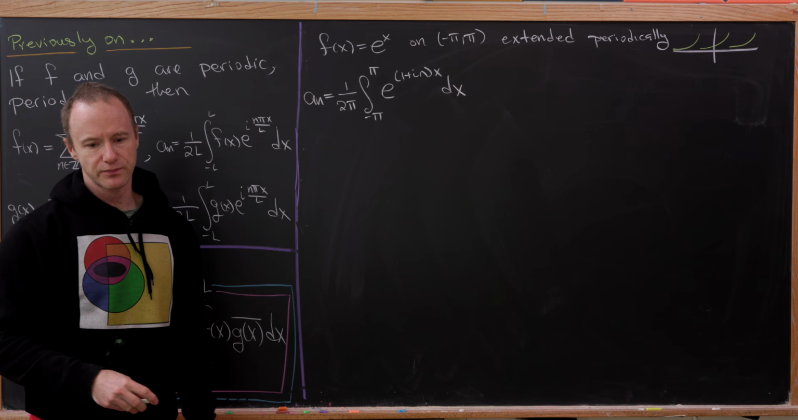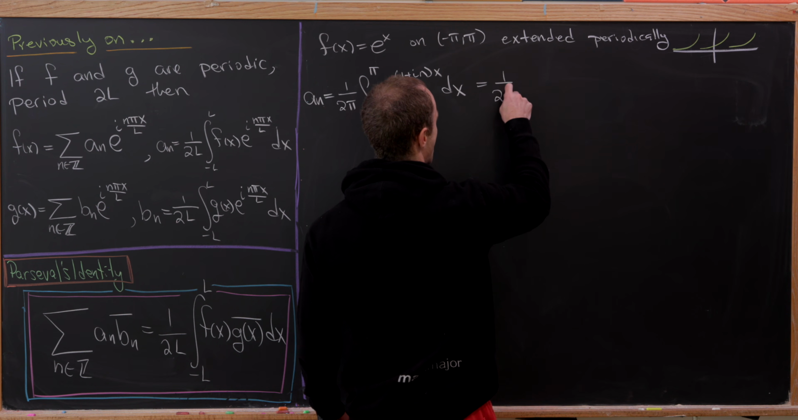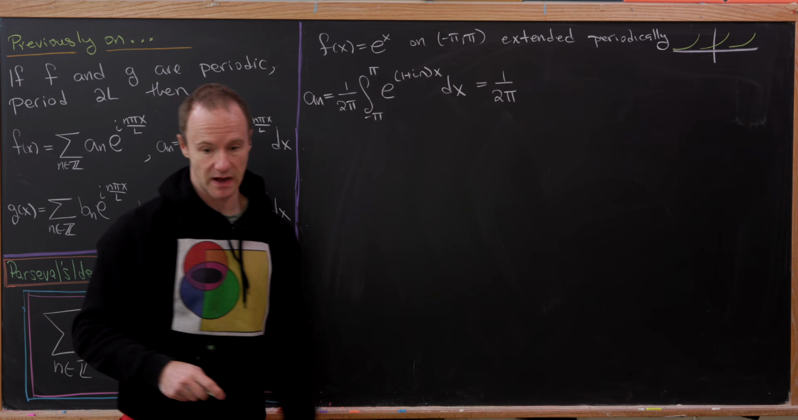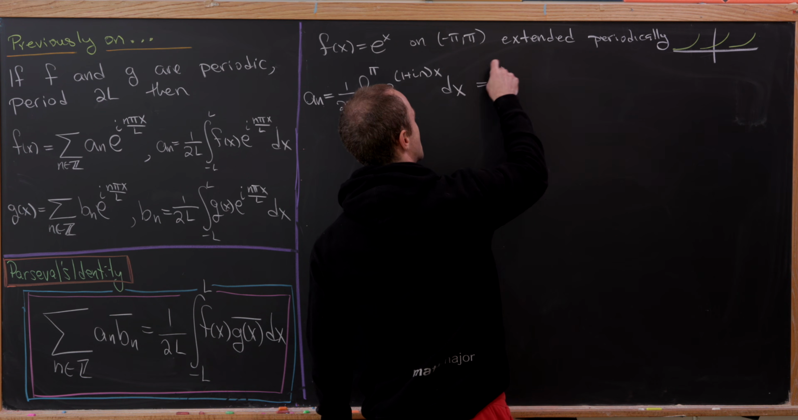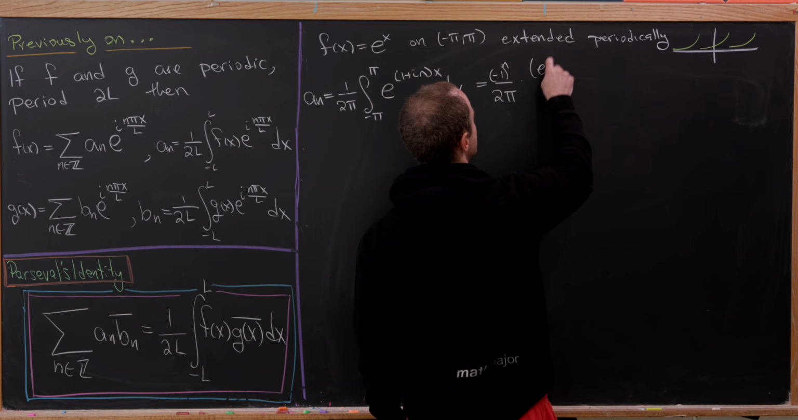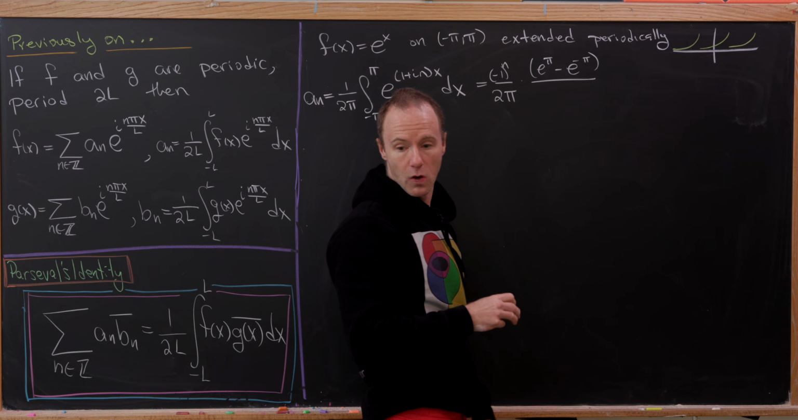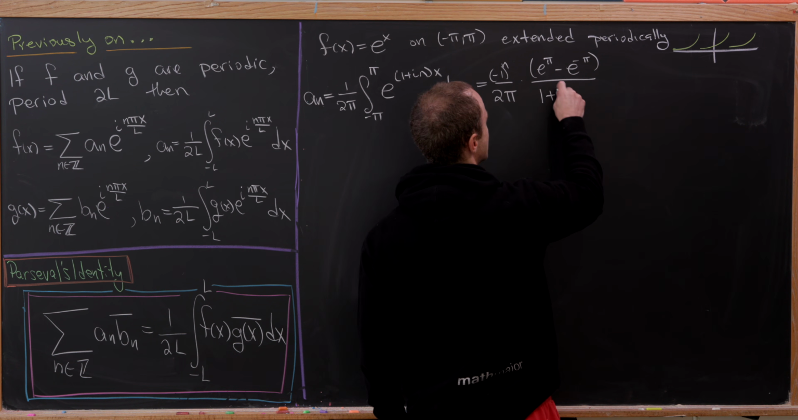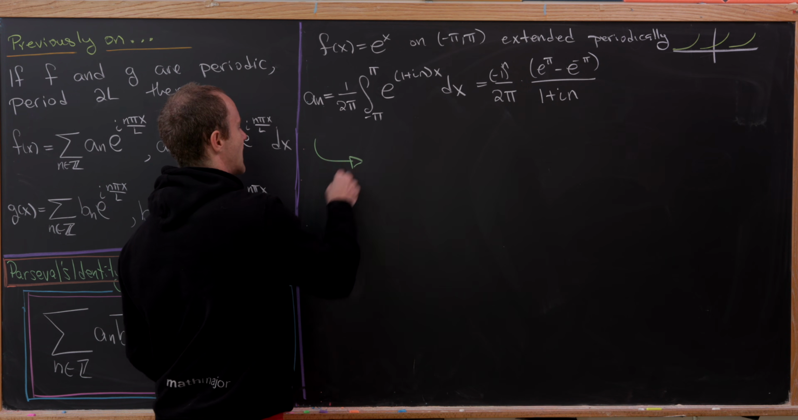And then from there, it's a pretty simple, straightforward calculation to get us to 1 over 2 times pi, and then, well, maybe a minus 1 to the n also. I'll put that here. And then that's going to be multiplied into e to the pi minus e to the minus pi over 1 plus i n. And that's actually going to hold for all values of n.